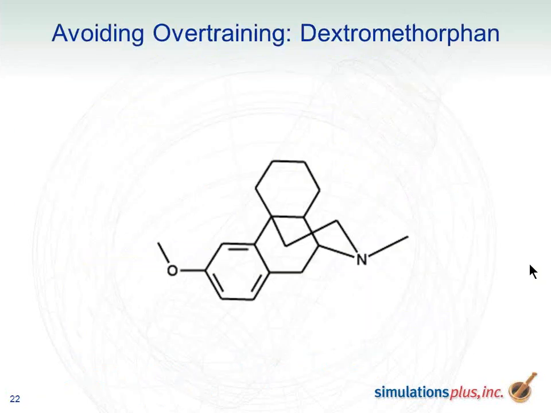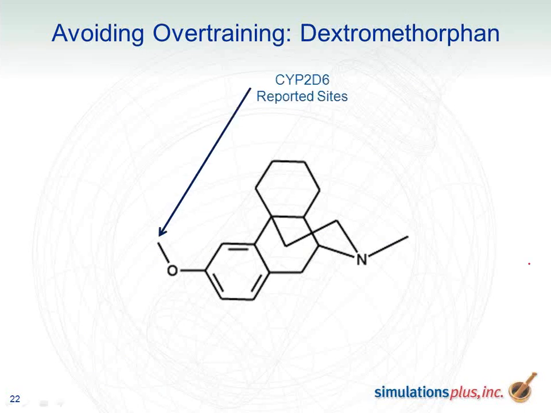This next slide illustrates how we try to avoid overtraining, and this molecule is dextromethorphan. Experimentally, there are 3 sites of metabolism that have been reported and are in this SimulationsPlus Accelrys database. One site is the methyl group on the ether group. The next one is a CH in the cyclohexyl ring, and then finally the methyl group off of the piperidine nitrogen.